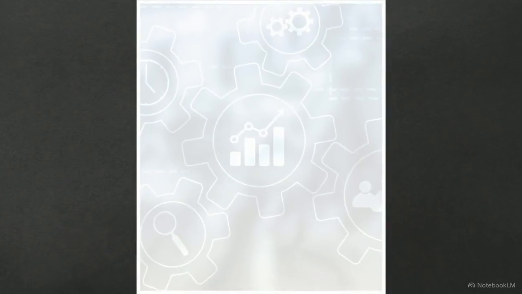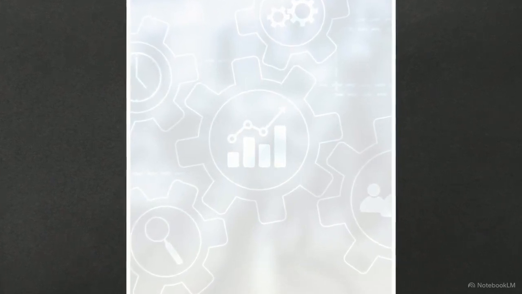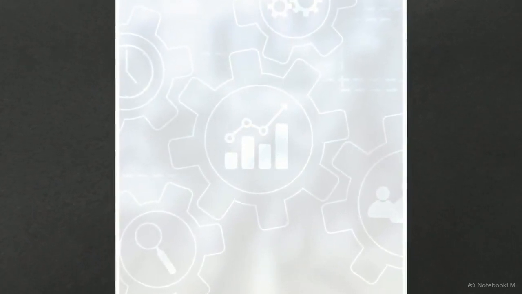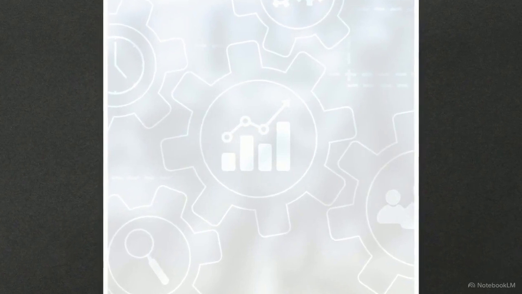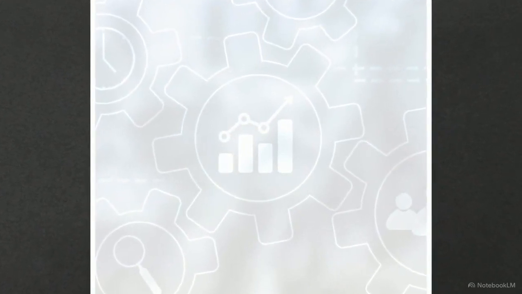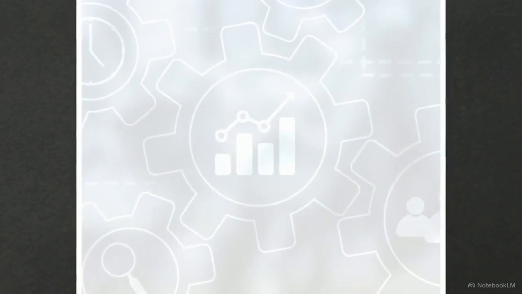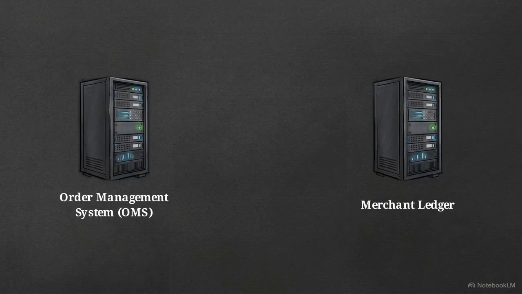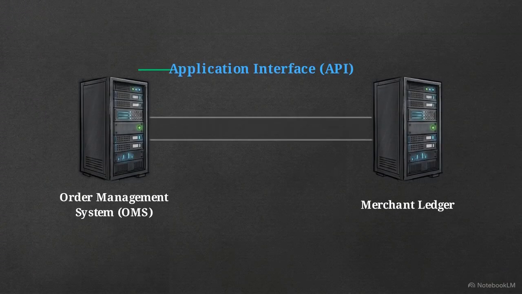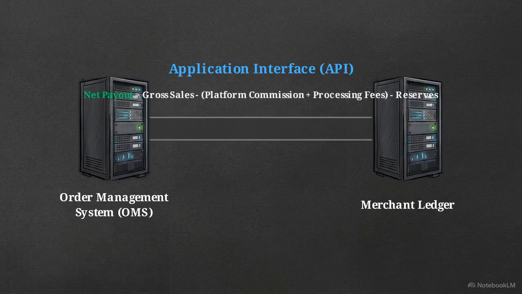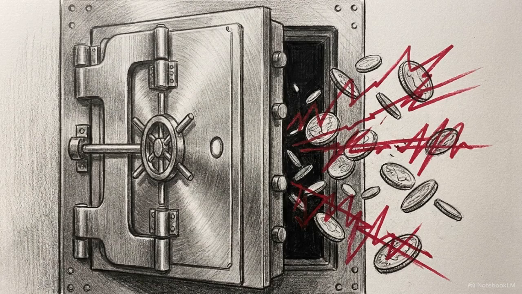As this graphic of abstract gears and analytical tools illustrates, the true vulnerability lies deeper, within the automated application interfaces, or APIs, that connect disparate internal modules. Today, we are auditing a specific critical interface, the connection computing sales in the order management system and routing the final payouts to the merchant ledger. If this connection drops a packet or miscalculates a rounding rule, money disappears.